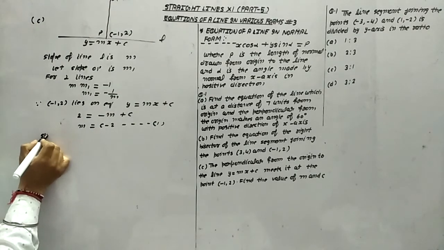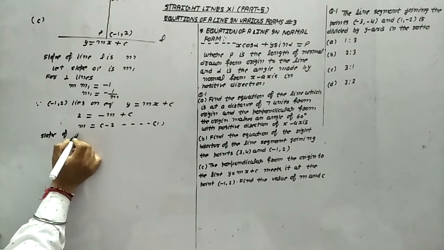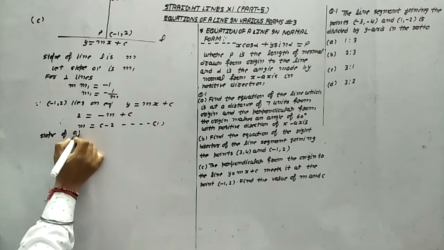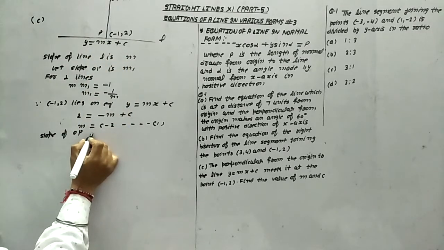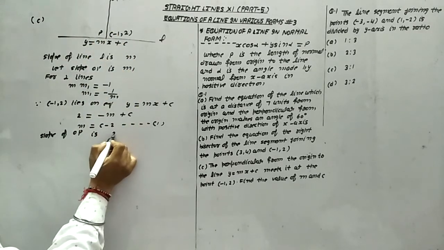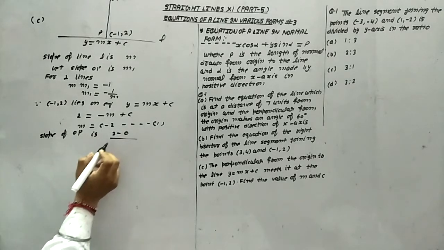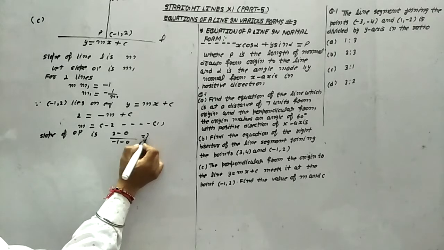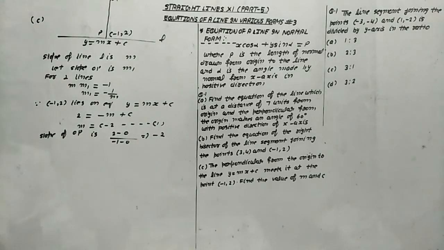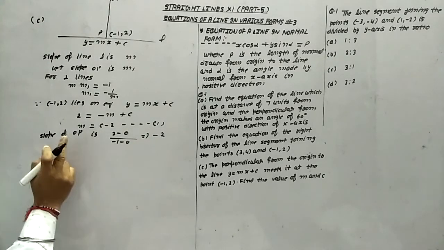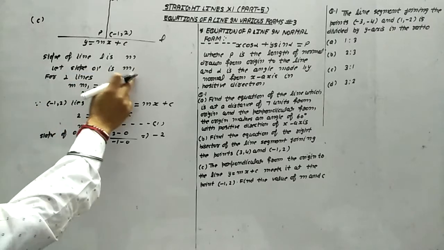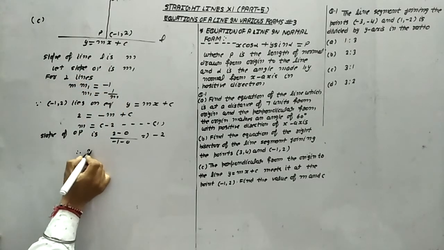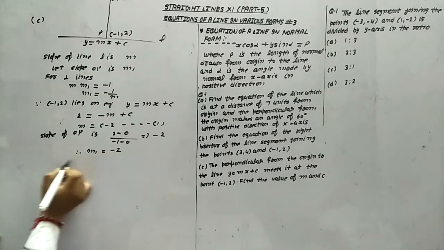Now first of all, the slope of OP, by the rule, is y2 minus y1, which is 2 minus 0, upon x2 minus x1, which is minus 1 minus 0. It means this is minus 2. This is the slope of OP, which we have already considered as m1. Therefore m1 is equal to minus 2.